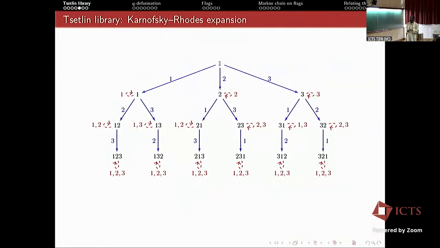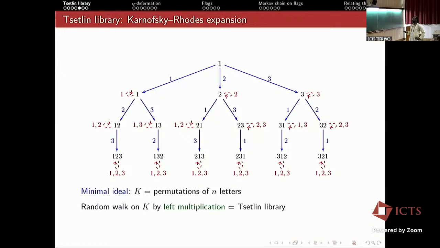So, for people like Hari who know about mixing times, this will tell you you're exactly in stationarity when you reach the bottom. Okay, so it's very useful for computing things like this. So in general, one will work on this minimal ideal, which is the permutations, and the random walk on this minimal ideal is exactly the same.